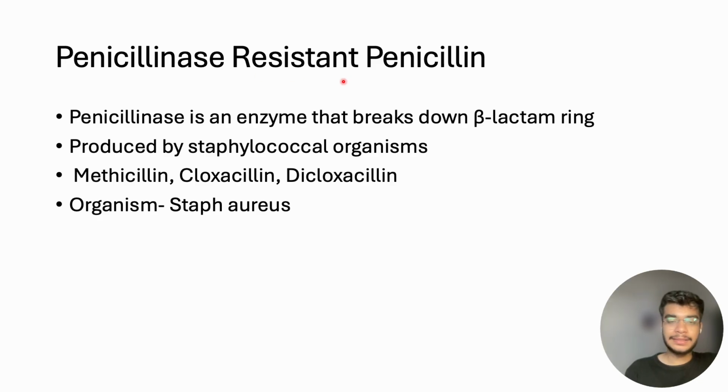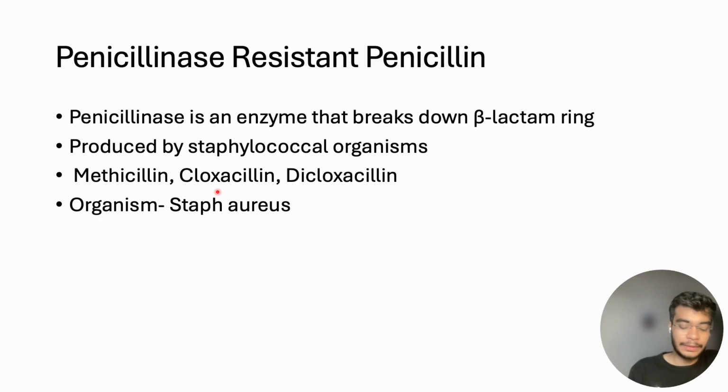Now we have penicillinase-resistant penicillin. Penicillinase is an enzyme that breaks down the beta-lactam ring. As we all know, penicillins are beta-lactams, that is, they have a beta-lactam ring in their structure. The penicillinase enzyme breaks down the beta-lactam ring. Not all organisms can produce penicillinase enzyme. Only a few organisms, for example Staph aureus, can produce this enzyme.